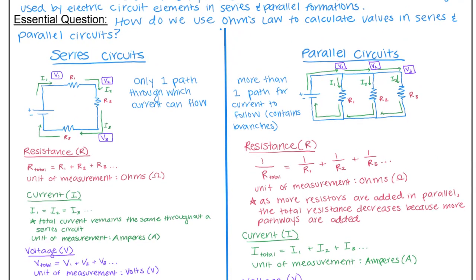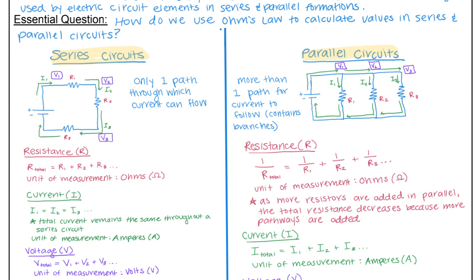Now we've got these two different types of circuits. We have series circuits and parallel circuits. So I want you all to just look first at the difference and how they look different, how they are depicted. So you will notice if we look over on the left side of the screen, we have a series circuit over here. A series circuit is when there's only one path through which the current can flow.